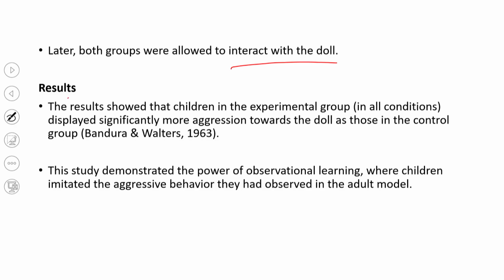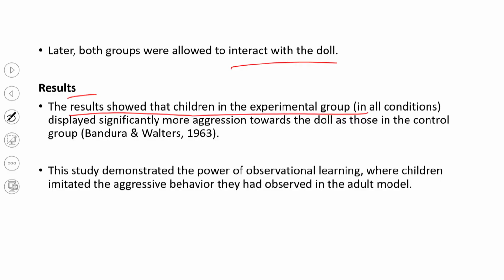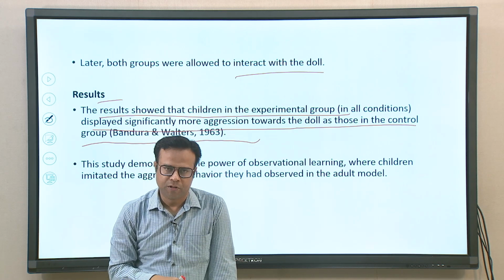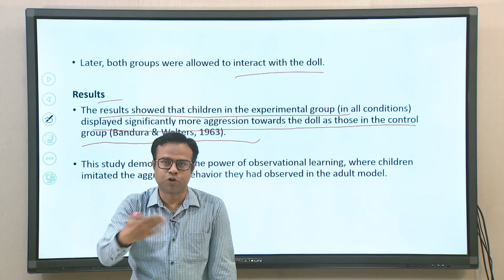What was the result? The result showed that children in the experimental group, where they witnessed an adult behaving aggressively with that doll, like kicking, hitting and shouting, displayed significantly more aggression towards the doll when they were given the opportunity to play with it later, as compared to the control group. Control group means the children who did not see any such aggression. Initially they found them twice as aggressive as the control group.